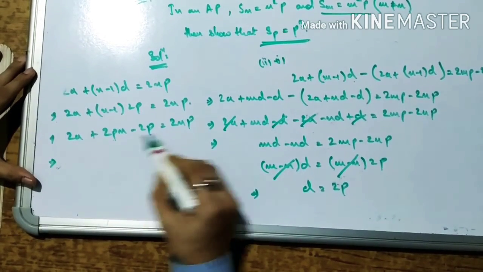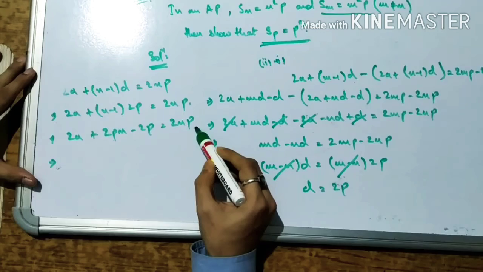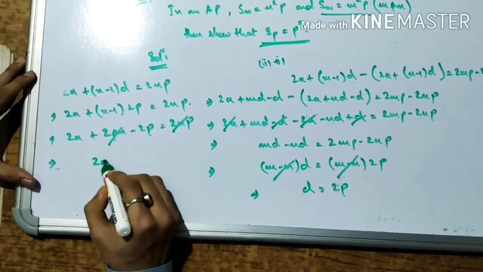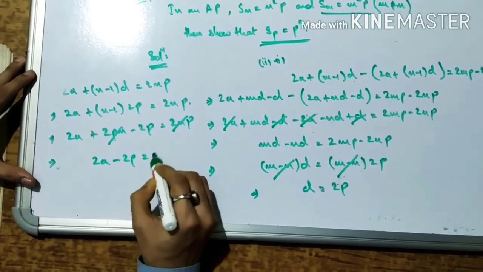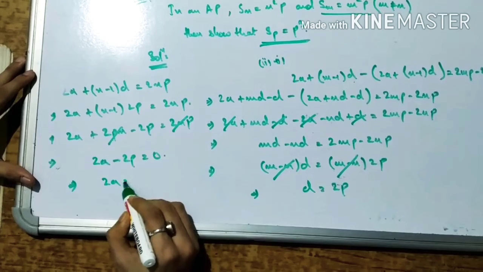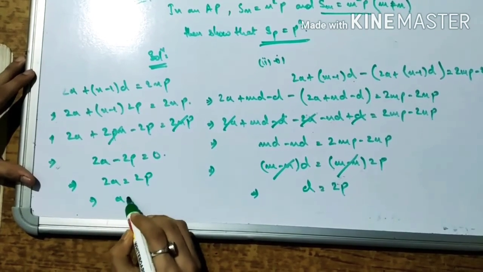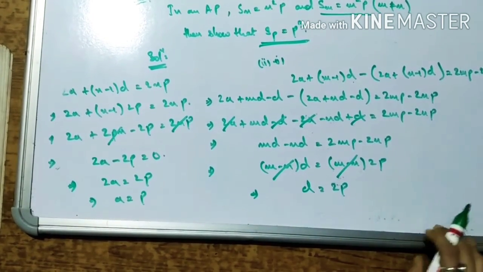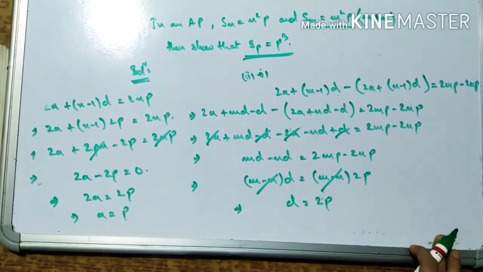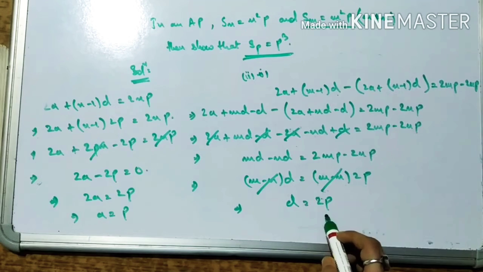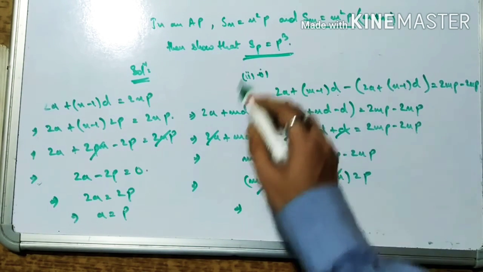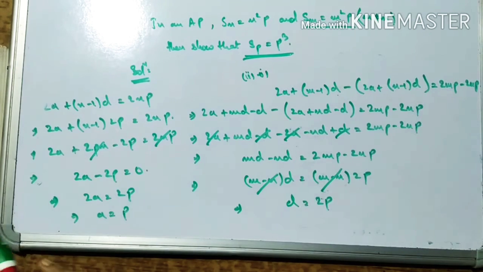Yes, now you see pn and pn, they are both same. Understand? So this one and this I can cut. So ultimately I will get 2a minus 2p is equal to 0. So 2a is equal to 2p, so a is equal to p I got. Understand? a value p I got and d value 2p I got. Now these values I will put in Sp. You see this is LHS I will take.